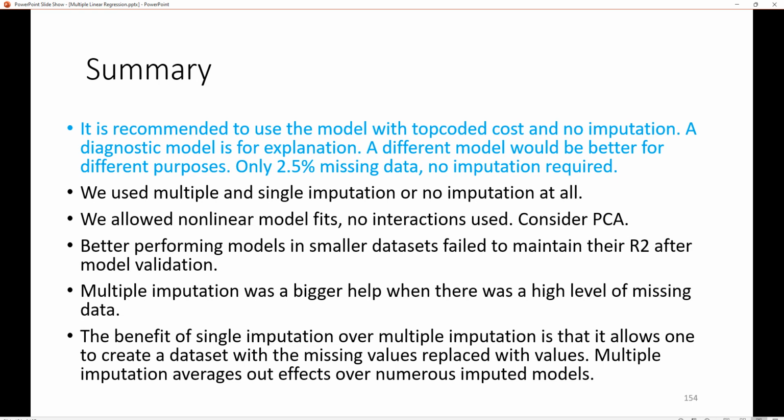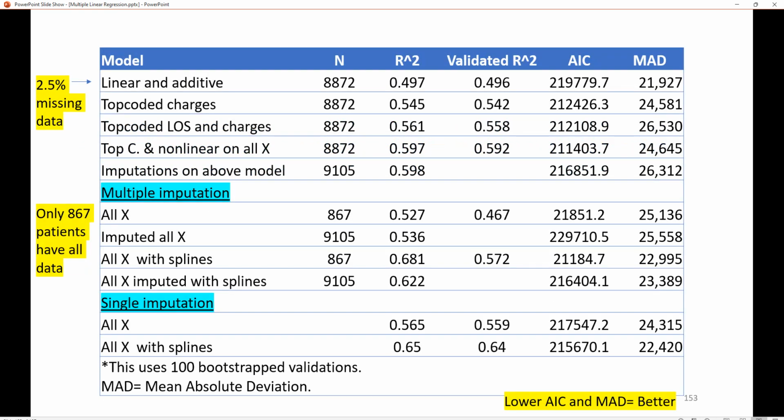Multiple imputation was a bigger help when there was a high level of missing data. In that fifth row in that top section, we see that reads as imputations on above model. When we went through the entire process of multiple imputation, that R-square only went up from about 0.597 to 0.598. So there was a very minimal impact through multiple imputation. But when we added in all those other predictors, then there was a big increase.